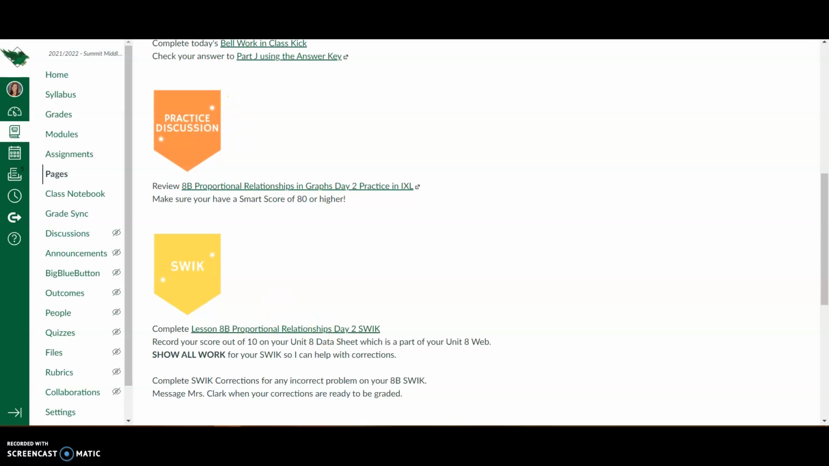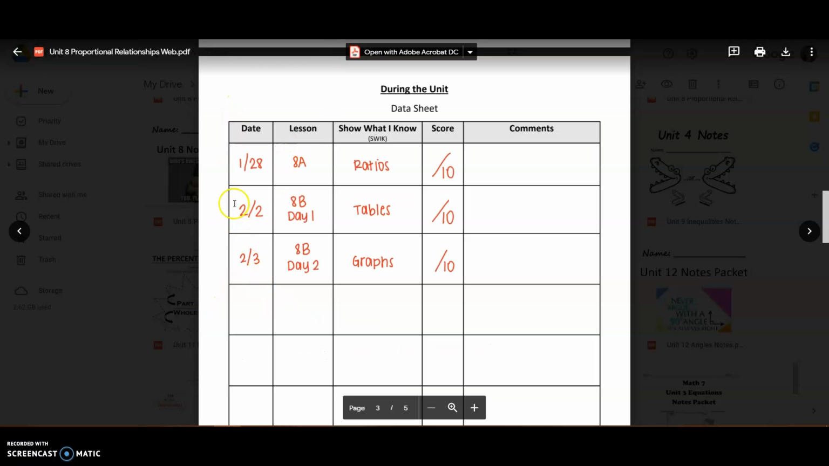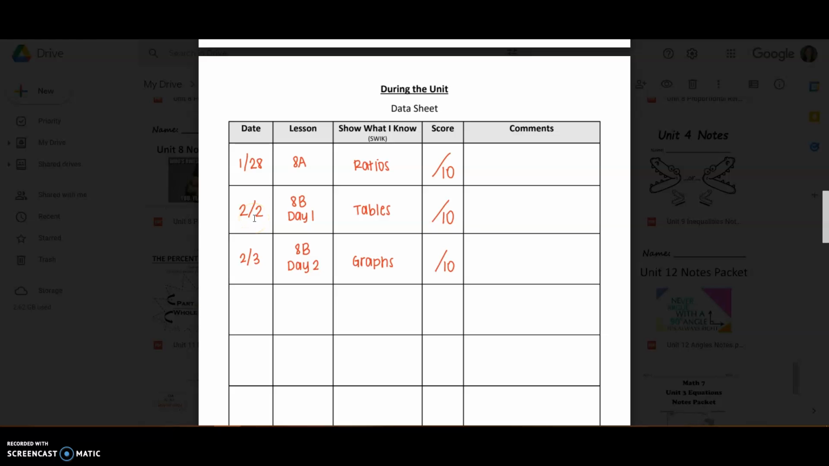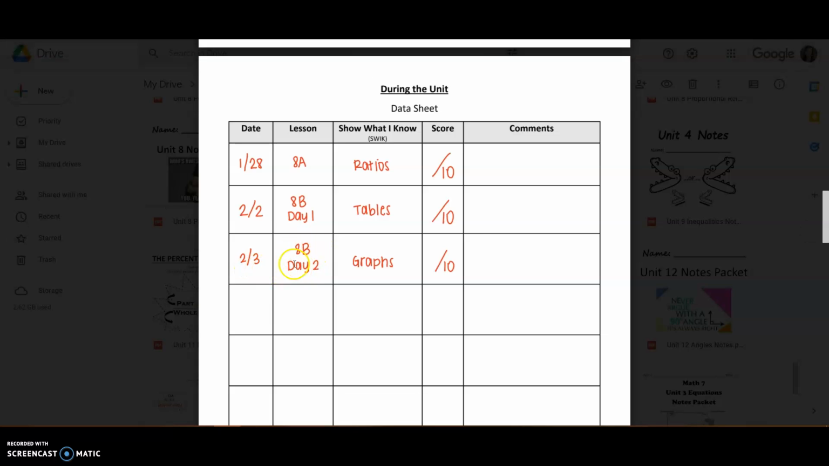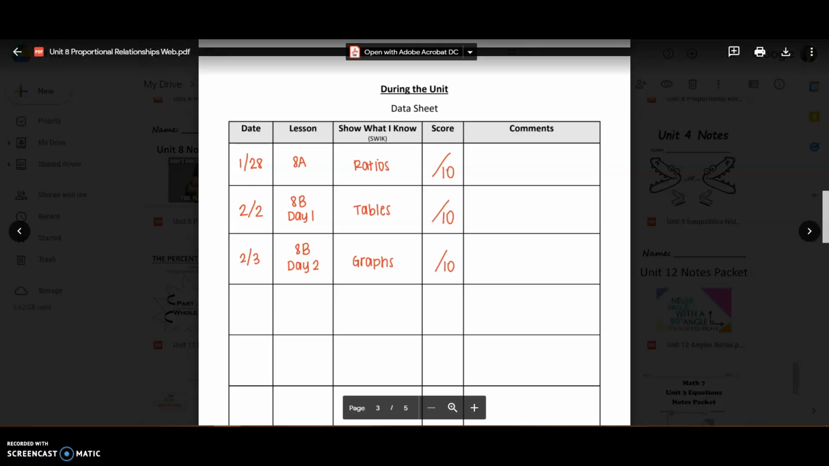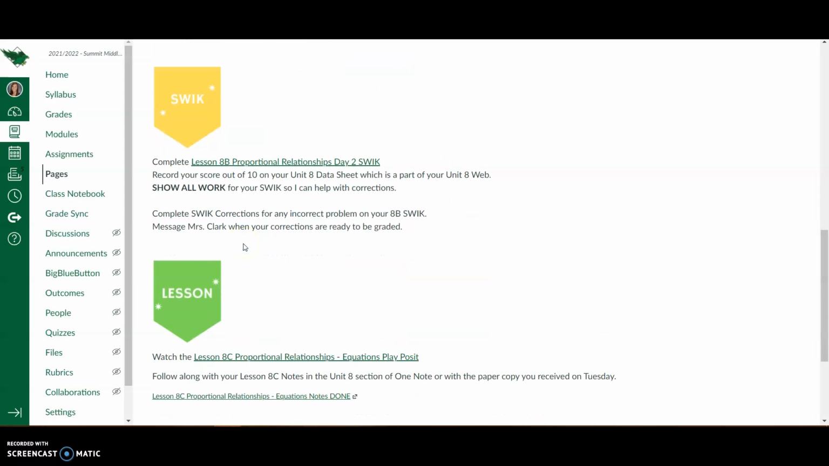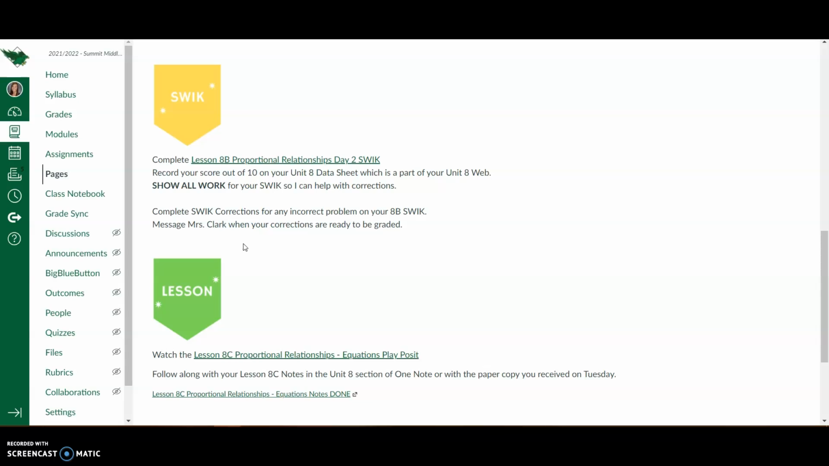When you're all done with your SWic, please record your score right here on your data sheet. You already have the first 2 rows filled out from your previous SWic. So here's today's SWic. Today's the 3rd. You're doing lesson 8B, day 2, which is overall graphs, and you're going to have a score out of 10. Okay, once your SWic is done, you have a Playposit to watch that will teach you today's lesson over 8C, proportional relationships in equations.